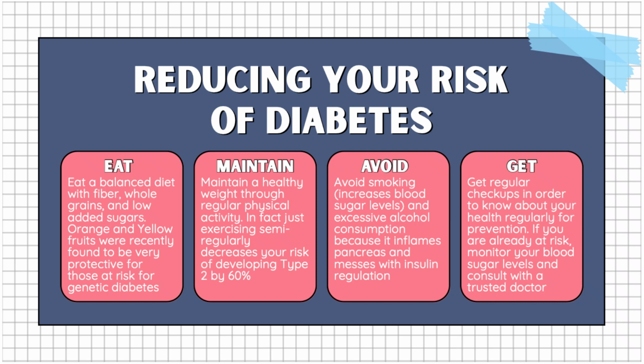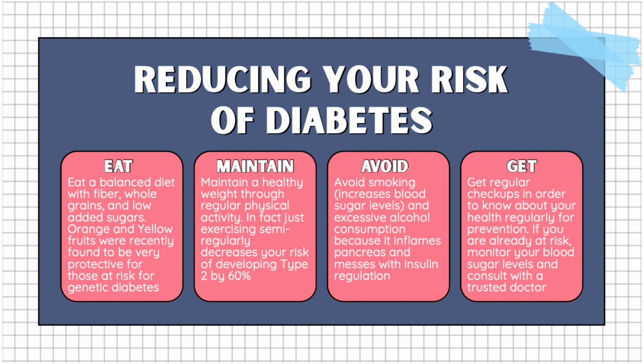Now we move on to reducing the risk of diabetes. There's a lot of things you can do other than just eating healthy. When I say eating healthy, I mean specifically you want to make sure that you get a balanced diet with fiber, whole grains, and low added sugars. It was also recently found in a study that orange and yellow fruits are particularly protective against anyone at risk for genetic diabetes. So fruits like oranges, mangoes, and bananas are great choices.